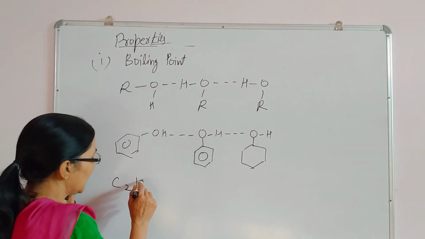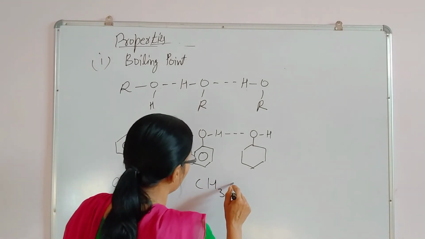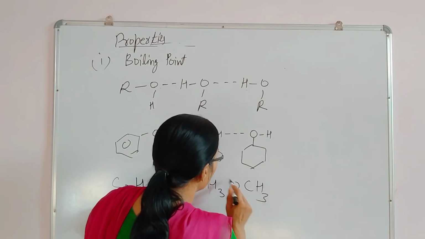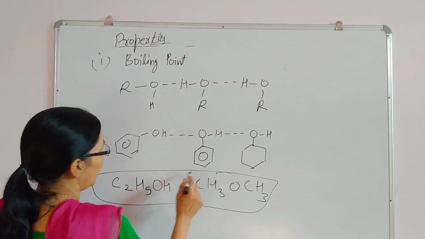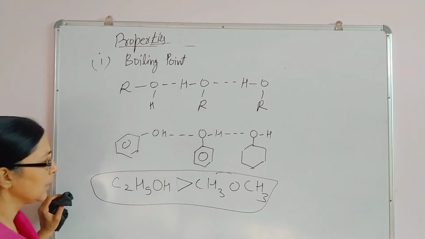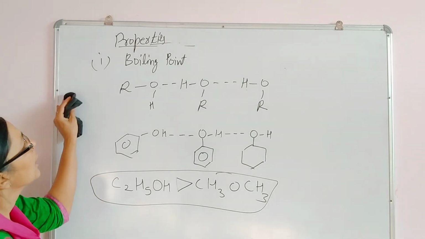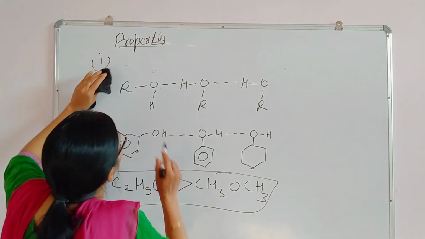For example, C2H5OH and CH3OCH3. Both are isomers, but boiling point of alcohol is higher as compared to ether, though both have same molar masses. Now after boiling point you will reach solubility.